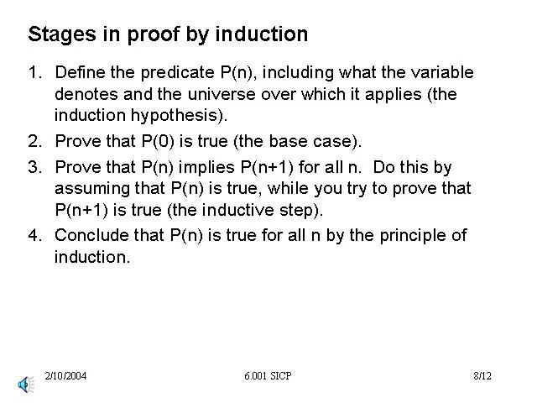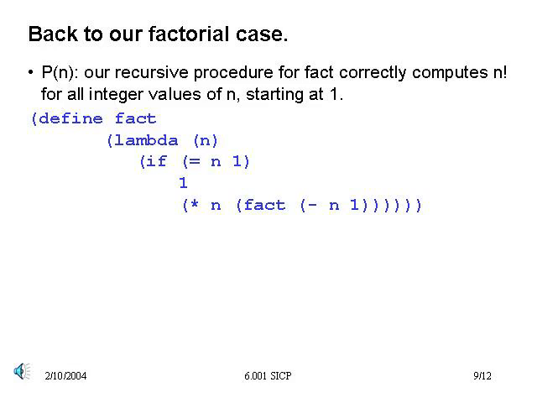So what we have is a way of proving things by induction. The steps are just as shown here. We first define the predicate we want to prove correct, including specifying what the variable denotes and the range of legal values of the variable. We then prove that the predicate is true in the base case, which we have here assumed is for n equal to 0. We subsequently prove that the implication holds, and this allows us to conclude that the predicate is always true.